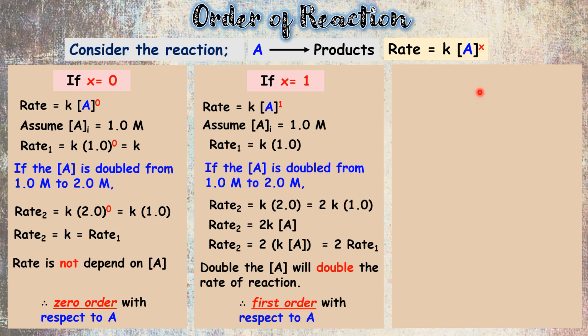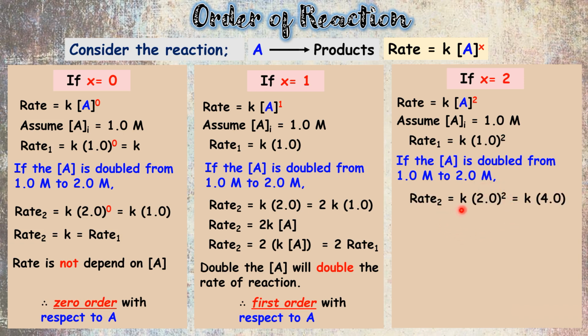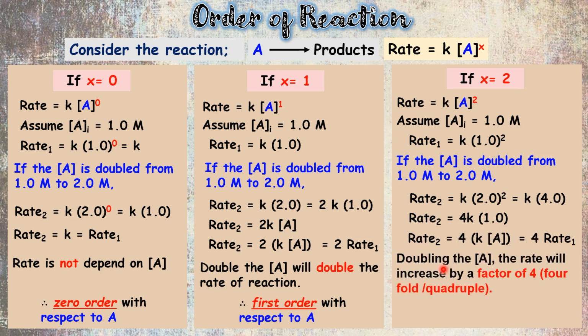Right, so what would happen if x is equal to 2? We get the rate law equal to k [A]^2. Let's say the initial concentration is 1 molar, so rate is equal to k times 1^2. What will happen if A is doubled from 1 to 2 molar? Rate 2 equals k times 2^2, so rate 2 equals k times 4. Comparing with rate 1, when doubling the concentration of A, the rate will increase by a factor of 4, fourfold, or you can write quadruple. So the order of reaction with respect to A is second order.